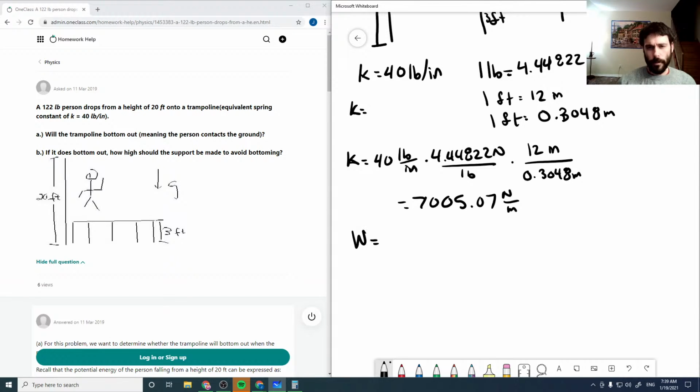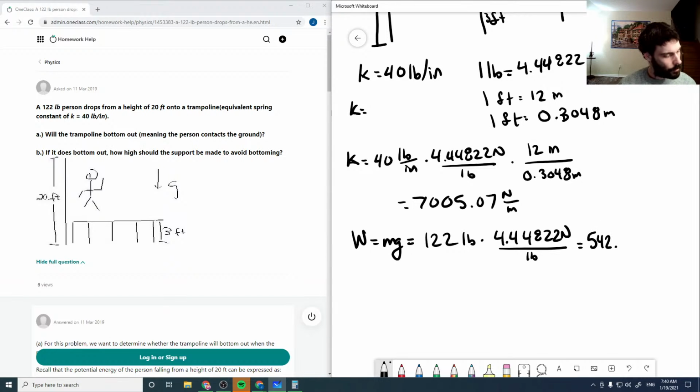Our weight is just mg, which is 122 pounds, which we need to multiply by our newton per pound conversion to get 542.683 newtons.